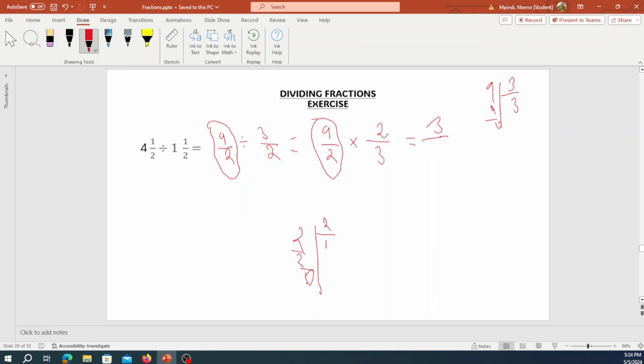Okay? So when we do the division, here is 1. That's why you get 1 here. Okay? Now, when you do 3 divided by 1 equals 3. That's the final answer. That's how you do it. Okay? That's how we do it.